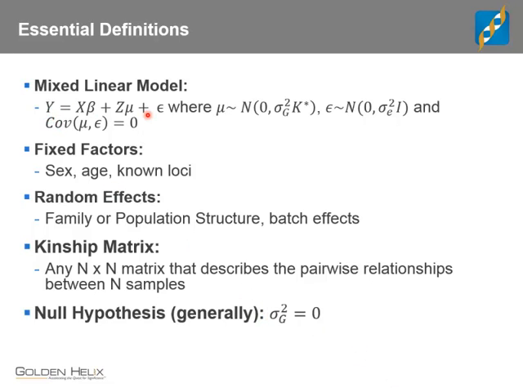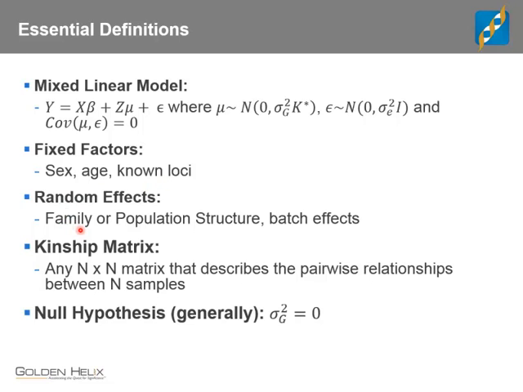The standard mixed linear model formula is y equals X beta plus Z mu plus epsilon, where mu and epsilon are normally distributed and the covariance between them is 0. Now, the variance component of mu includes a kinship matrix, which we'll talk about in a minute. The fixed factors can be factors such as sex, age, or known loci associated with the phenotype.